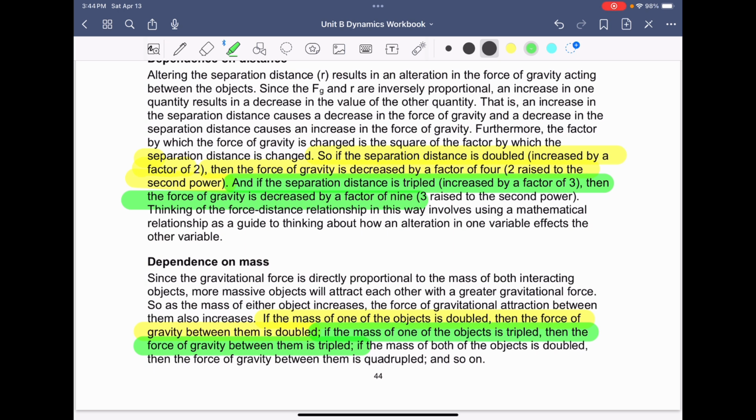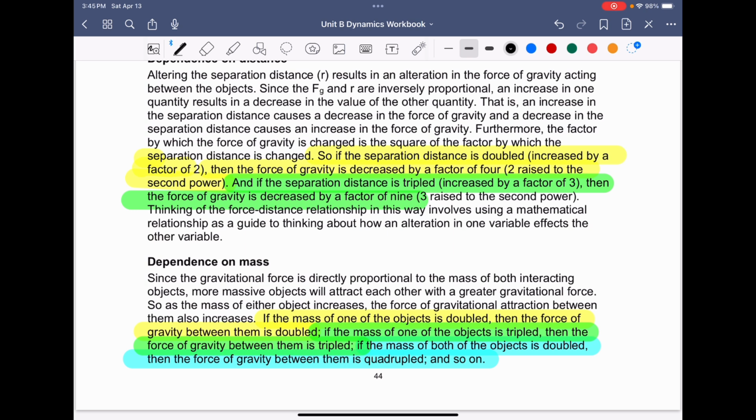And then if two masses are affected, in this last line, they say if both masses are doubled, or one's tripled and one's doubled, then it's going to be the combined magnitude of those two, meaning the multiplication of those two. And we'll see what that looks like in our final example for the in-class notes today, but just be looking for that.